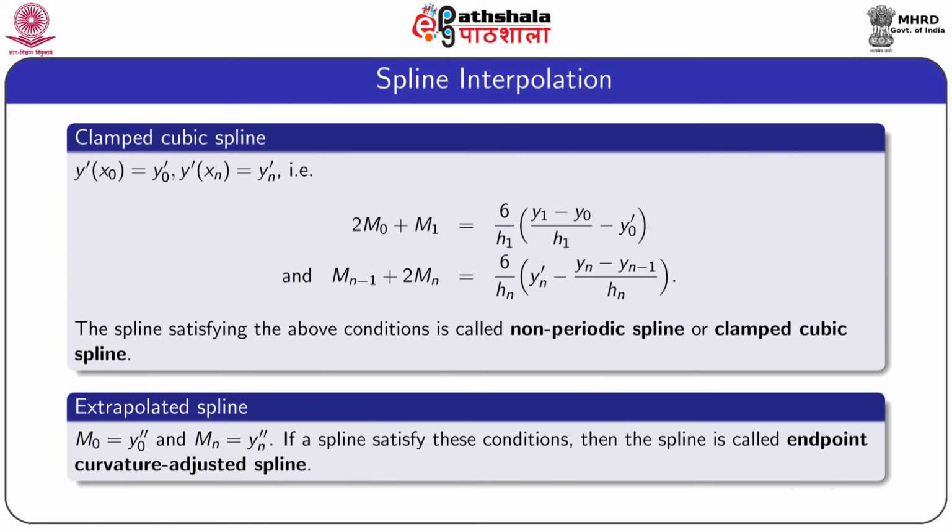We consider m0 equal to y0 double dash and mn equal to yn double dash. That means, if the double derivatives of y are given at the extreme points, that means at x equal to x0 and x equal to xn, then the corresponding spline is called the endpoint curvature adjusted spline.